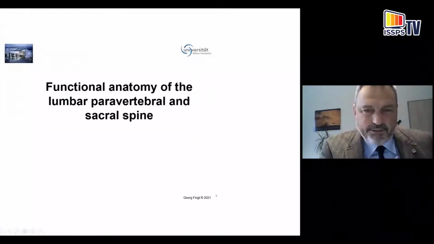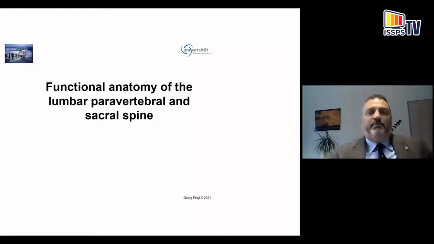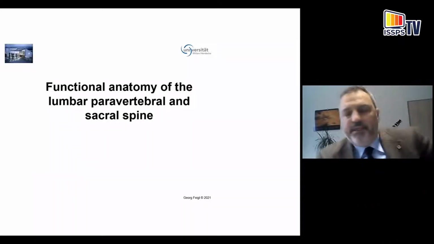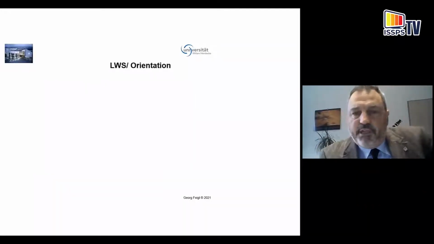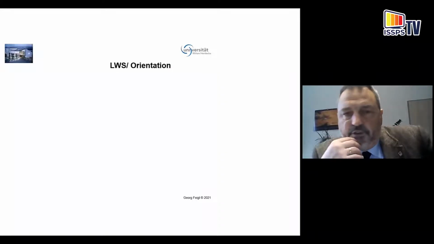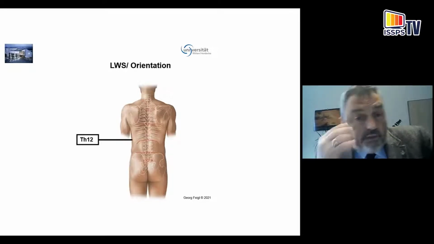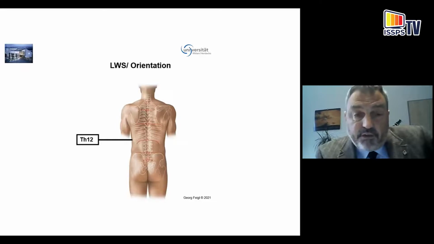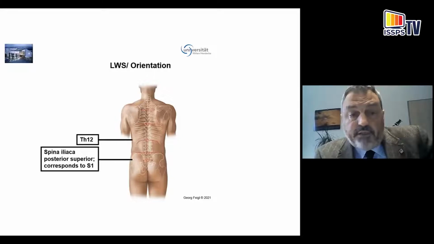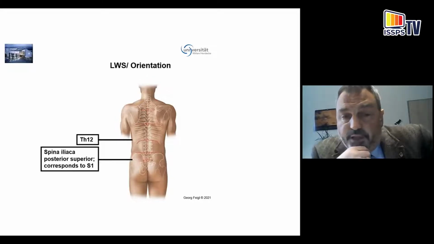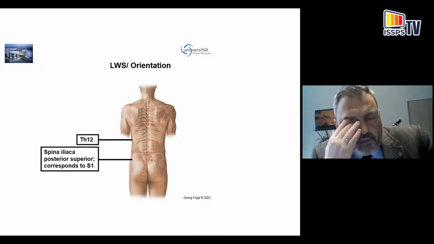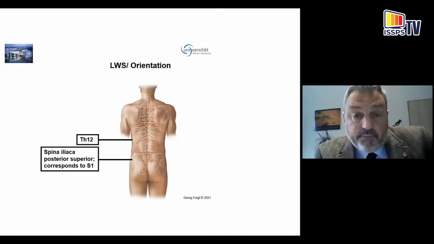Here we go. Okay, functional anatomy of the lumbar paravertebral and sacral spine. There will be a lot of images. Anyway, we now have to put a little focus on the orientation itself, where you can start. You see, of course, the spinous process of the 12th thoracic vertebra. Then you get the posterior superior iliac spine, which corresponds to the level of the S1 sacral vertebra.